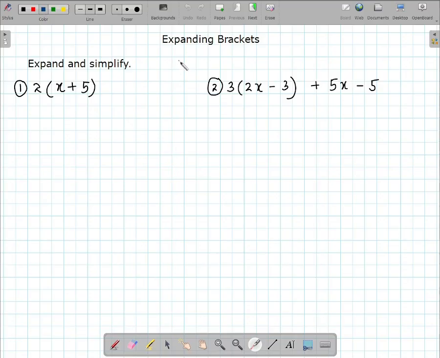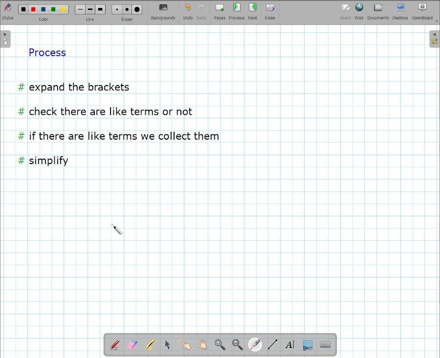Hi, today we are going to do expanding brackets. When you do expanding brackets, this is the process. We expand the brackets, then we check whether there are like terms or not. If there are like terms, we collect them, then we simplify.